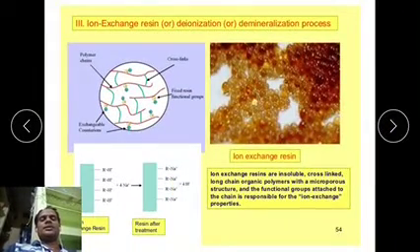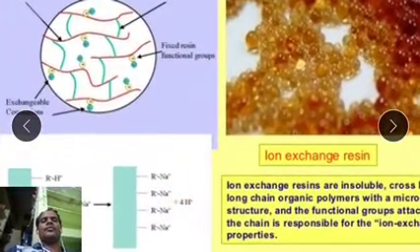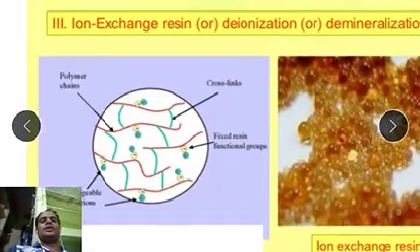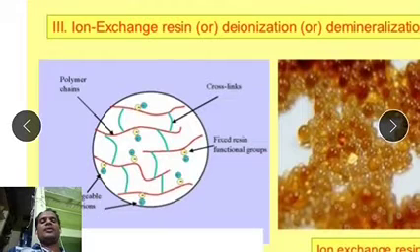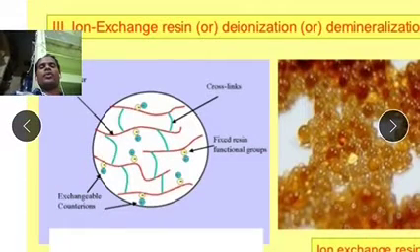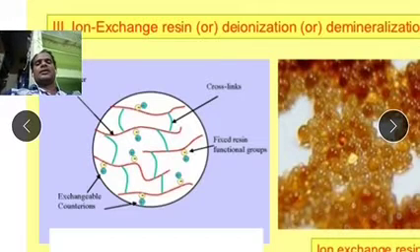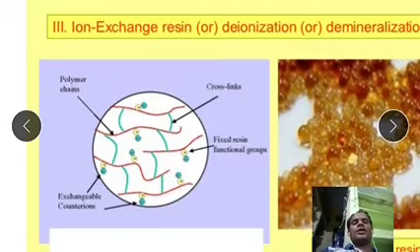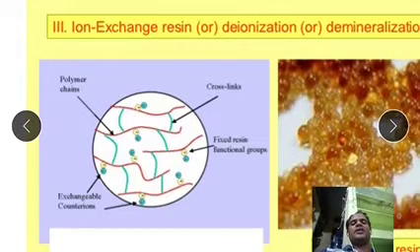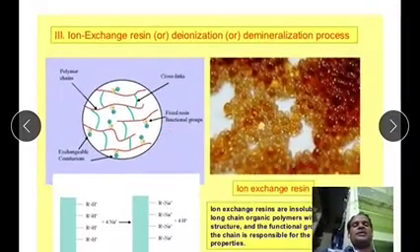Before going to discuss the ion exchange process, first of all we have to know about the resin. A long chain cross linking organic polymer which has a micropore structure is called a resin. A long chain cross linking organic polymer containing functional groups along with the micropore structure is called a resin.